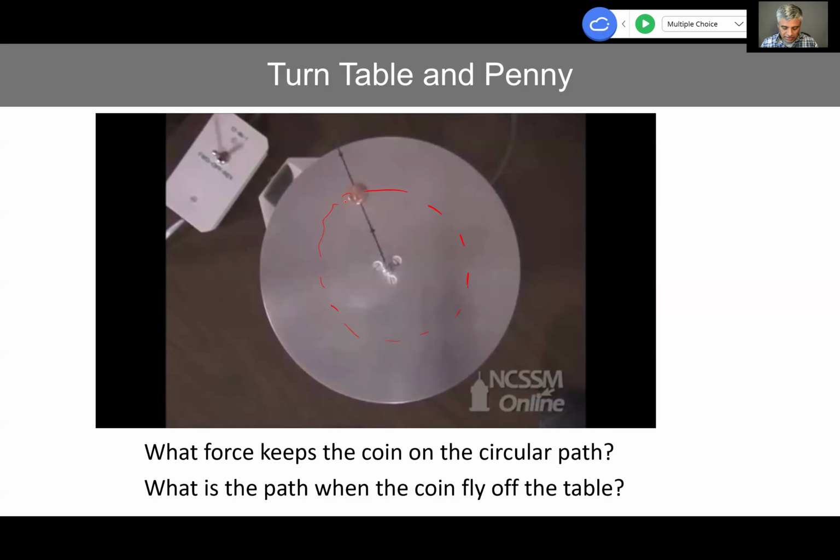Similarly, there is this coin sitting there and it goes in a circle. Since it is moving in a circle, there must be some net force acting towards the center of the circle. And the question is, what force keeps the coin on the circular path? Once the speed is large enough, it's not going to just stay there. We'll see what's going to happen, and it's going to take off from the table. When it leaves the table, which direction is it going to move? Those are the things you want to keep in mind while looking at it.